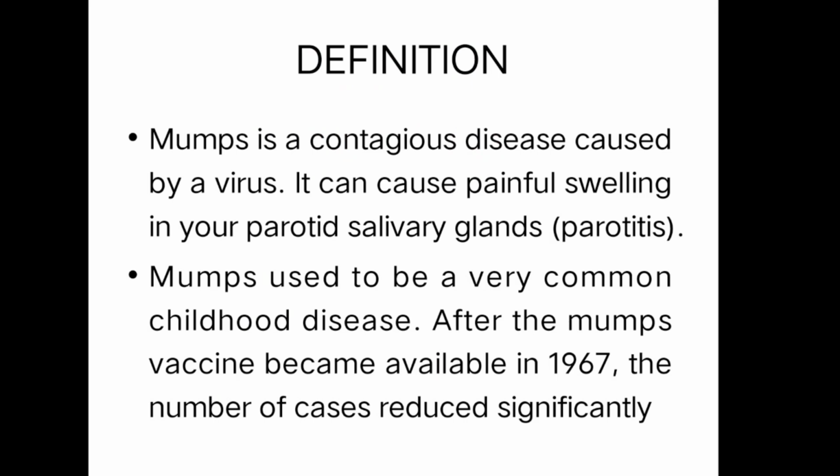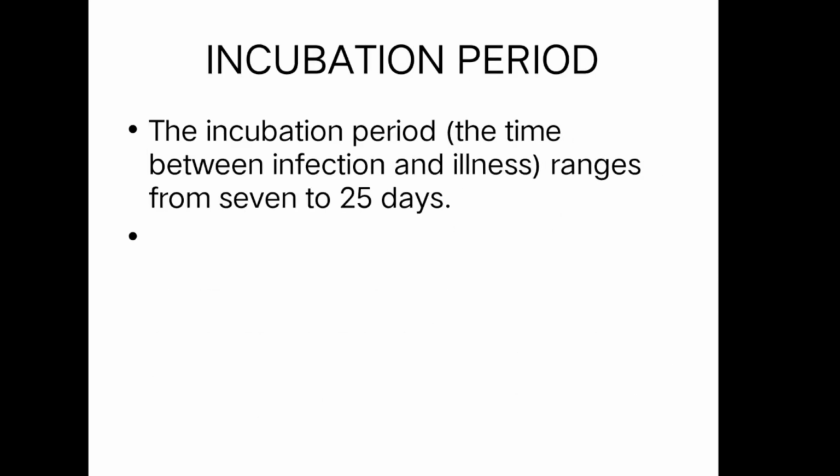Let's get started. Definition: mumps is a contagious disease caused by a virus. It can cause painful swelling in the parotid salivary glands, that is parotitis. Mumps used to be a very common childhood disease. After the mumps vaccine became available in 1967, the number of cases reduced significantly. Now we give the MMR vaccination, and there was a gradual decrease of mumps after the introduction of the vaccination in 1967.